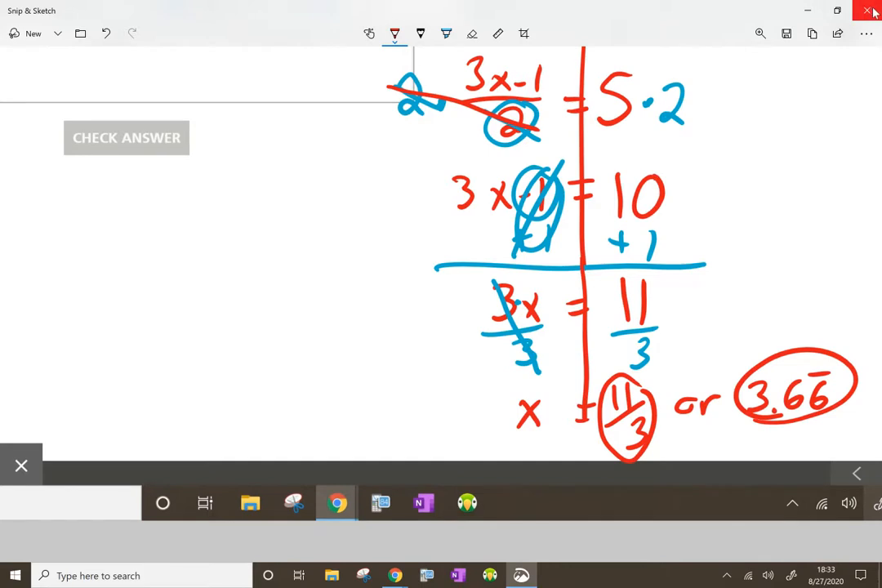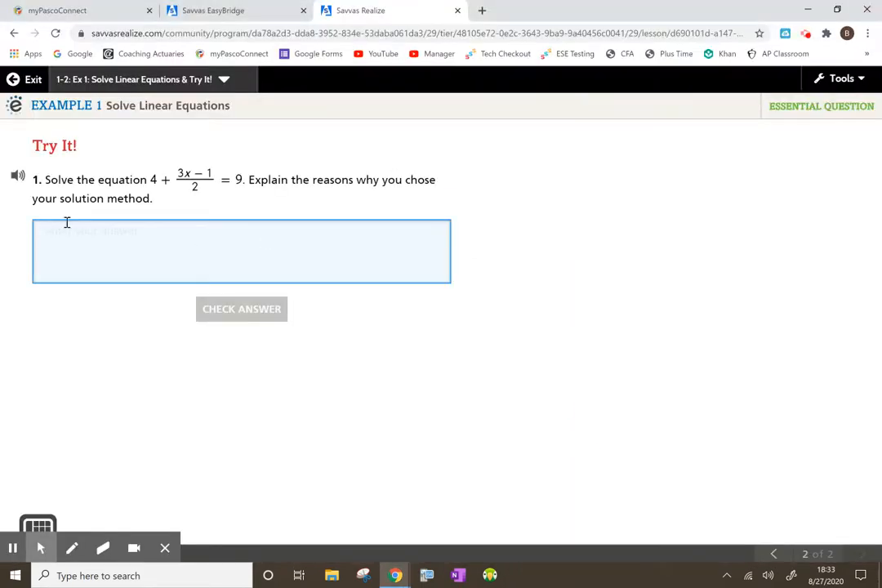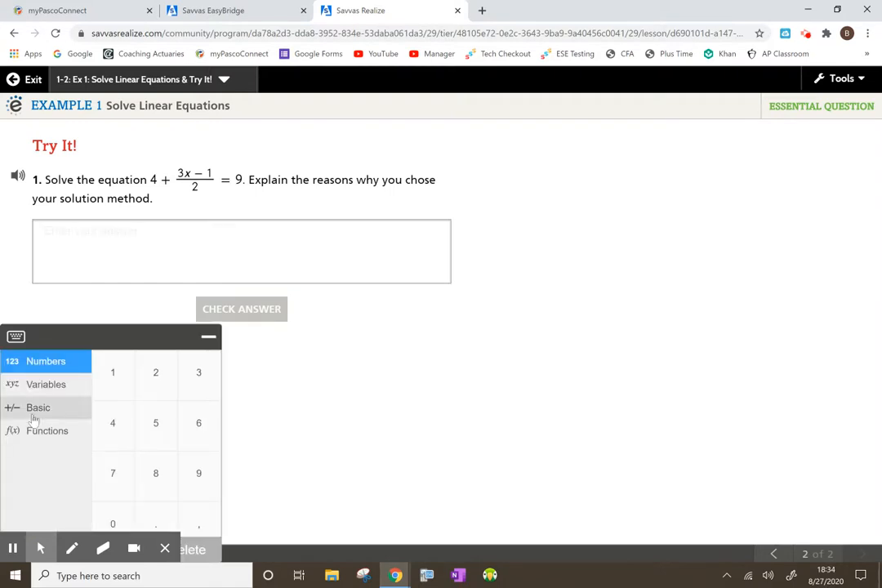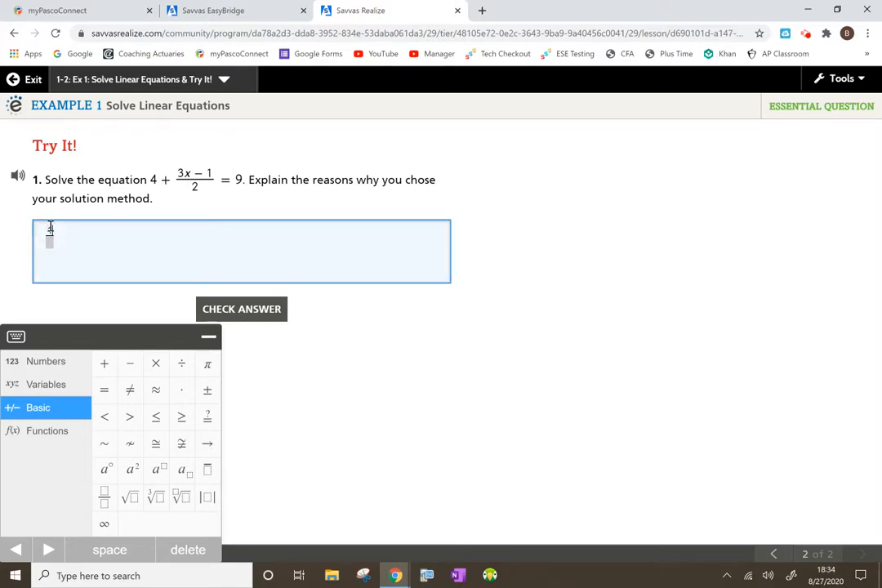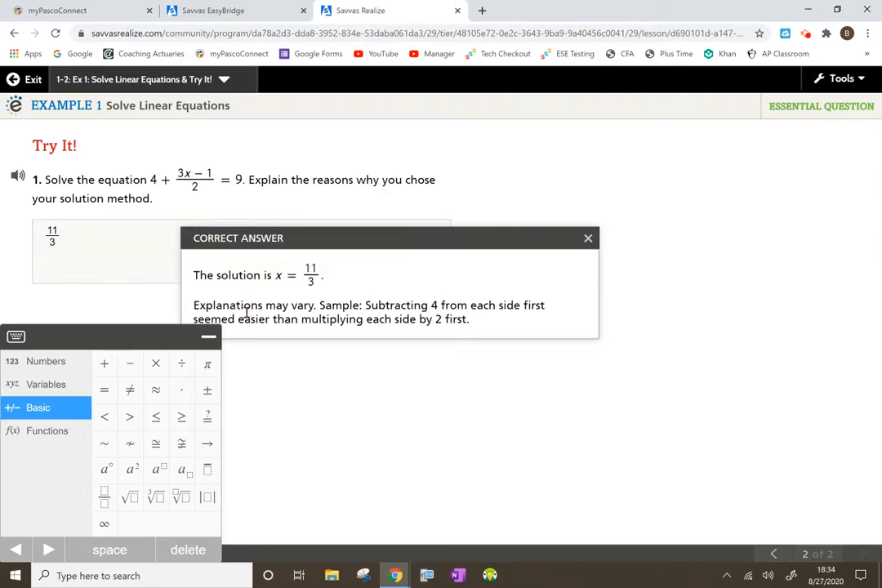So there's that question. In here, I'm going to solve it and write it in the fraction form. So I'm just going to go ahead and type in the fraction 11 over 3, 11 thirds, essentially. And that's what they wrote as well. They wrote it as the fraction.